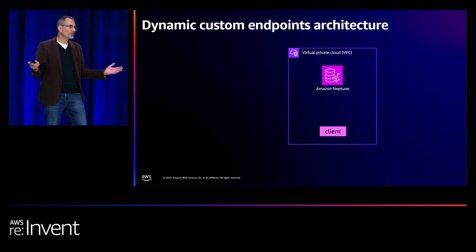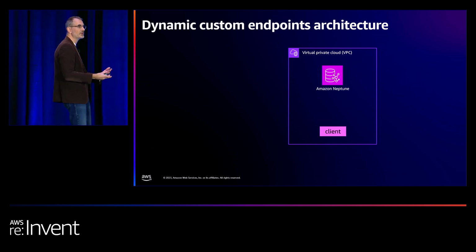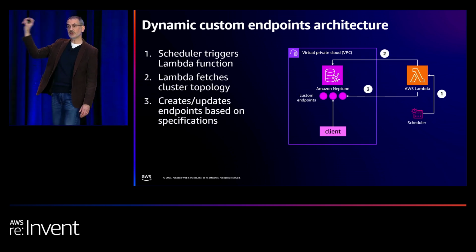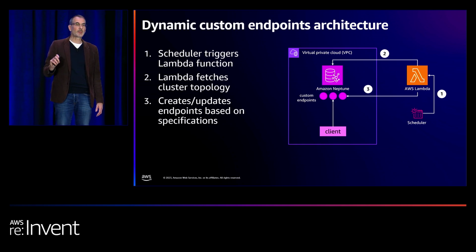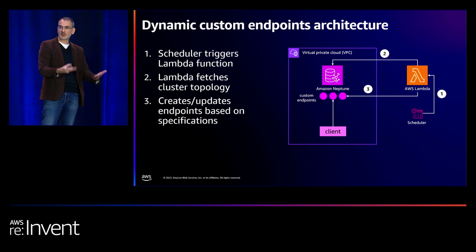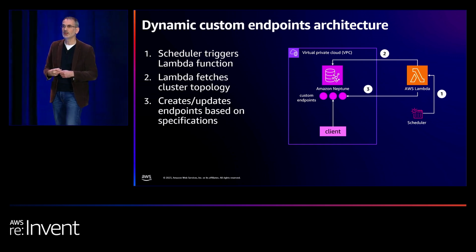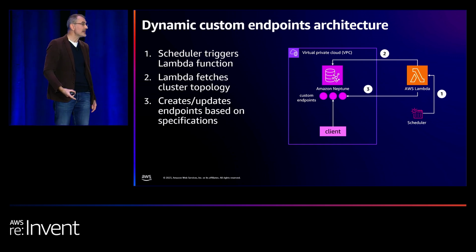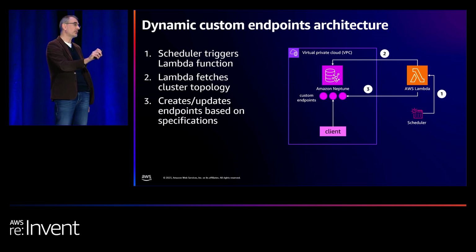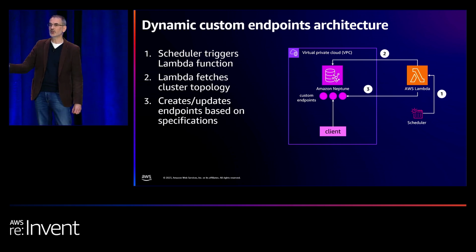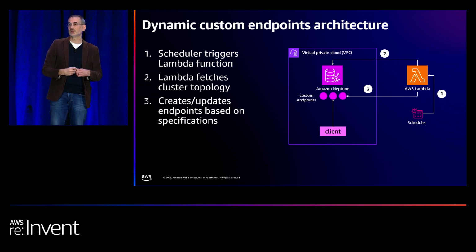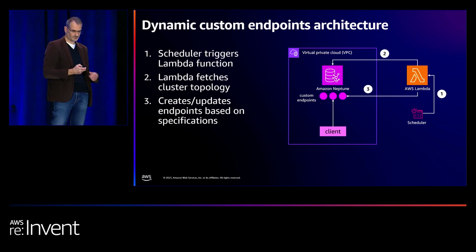So this is your normal setup. You've got a client or an application sitting in the Neptune VPC. When you run the CloudFormation template, you just get a very simple Lambda function and a scheduler. You supply a JSON document to the configuration for that Lambda function. That's your specification of all the different custom endpoints. The scheduler triggers the Lambda function every minute, and the Lambda function goes to the management API, gets the cluster topology, and then evaluates it against those specifications. And then it decides whether it needs to create or update existing custom endpoints.